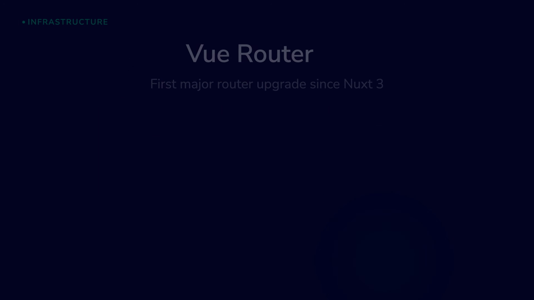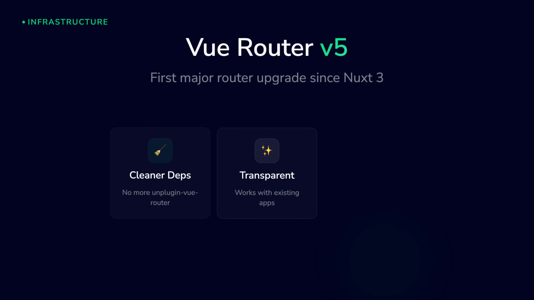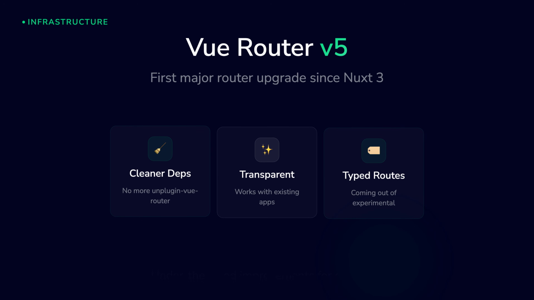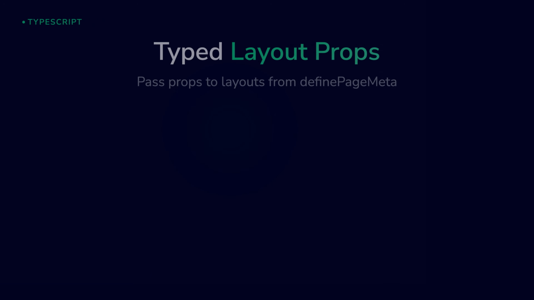Fully typed, everywhere. We've upgraded to Vue Router version 5. This is the first major router upgrade since Nuxt 3, removing the dependency on unplugin Vue Router. For most apps, it's a transparent upgrade, and typed routes are coming out of experimental next.